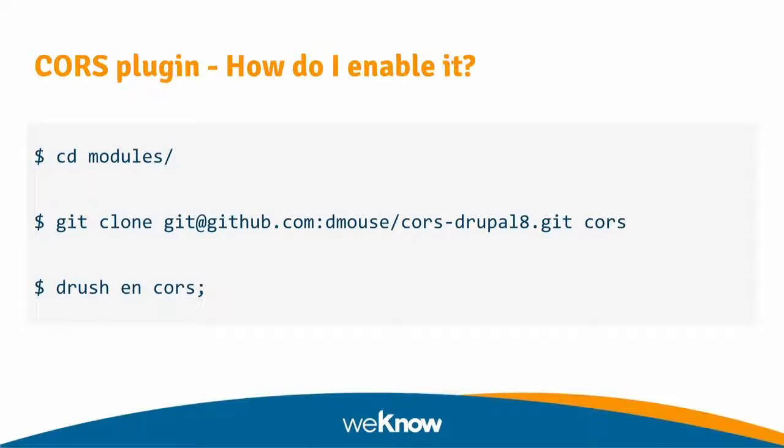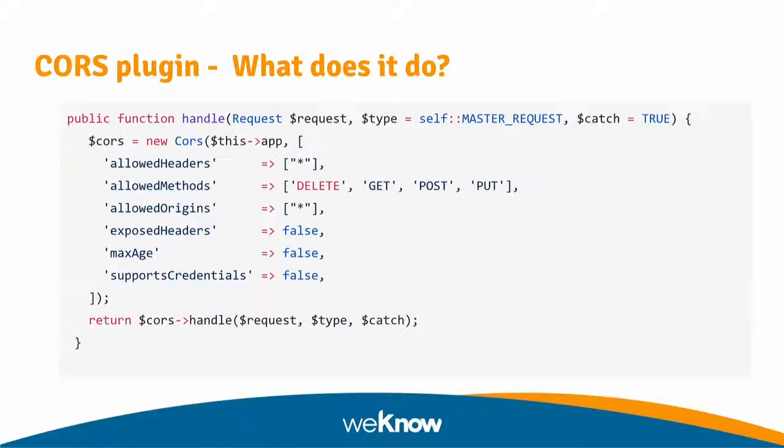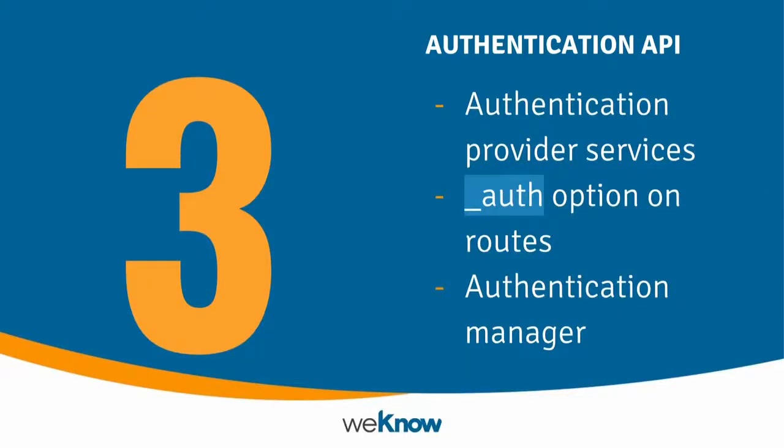So there's a plugin. This was written by David Flores. I guess currently he works for Phase2. And so what does it do? How do I enable it? You would go into your modules. You would clone it. dmouse is his username. You would clone it and you would just enable it. What does it actually do? It basically specifies the different types of methods that it's going to get.